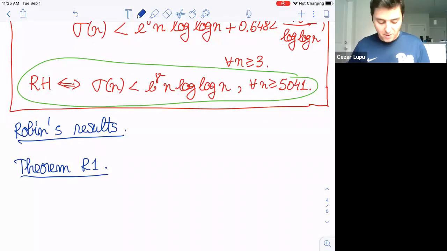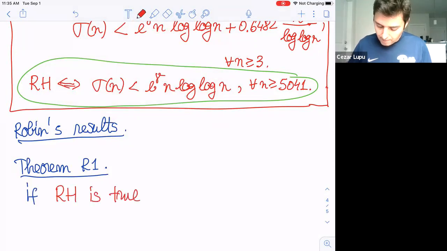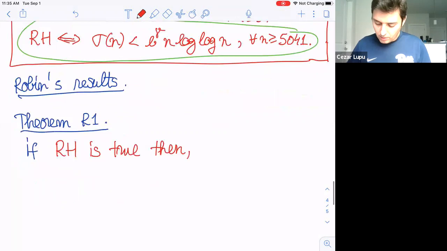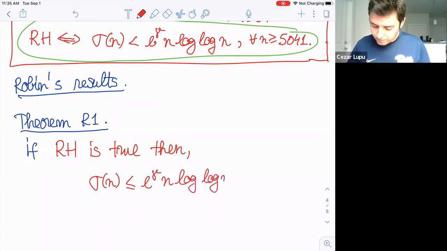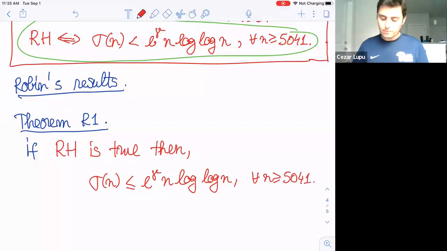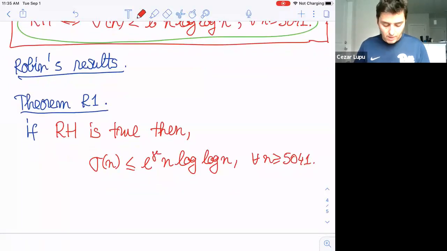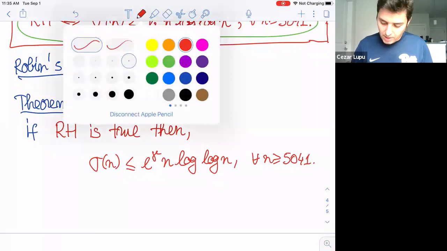This theorem says the following: if the Riemann hypothesis is true, then we have this inequality, right? Sigma of n is less or equal than e to the gamma n log n for all n greater or equal than 5041. Okay, right?